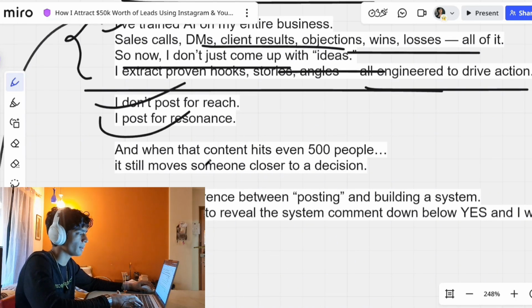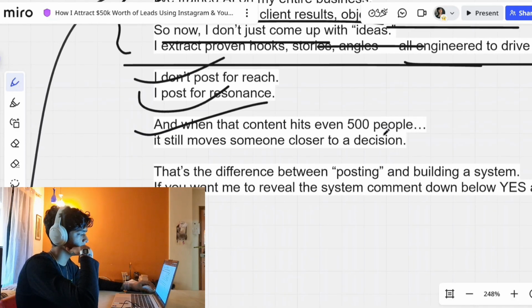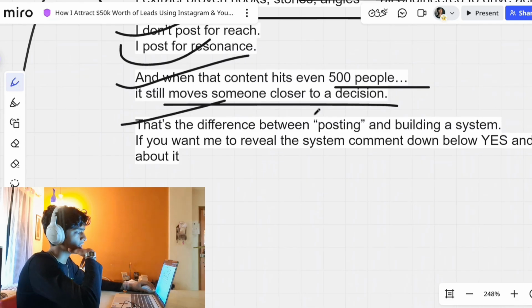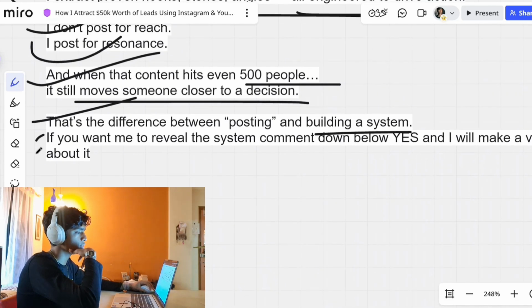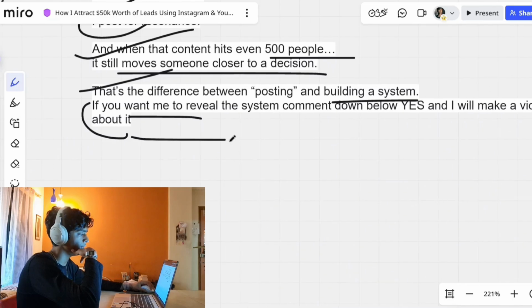I don't post for reach, I post for resonance. A mindset shift that is required. And when that content hits even 500 people, it moves someone closer to a decision of buying. That's the difference between posting and building a system. Now, this is the most important, the CTA. If you want me to reveal the system, comment down below, yes, and I will make a video about it.